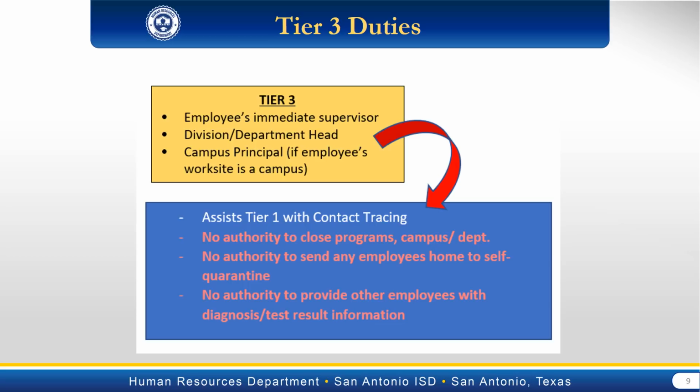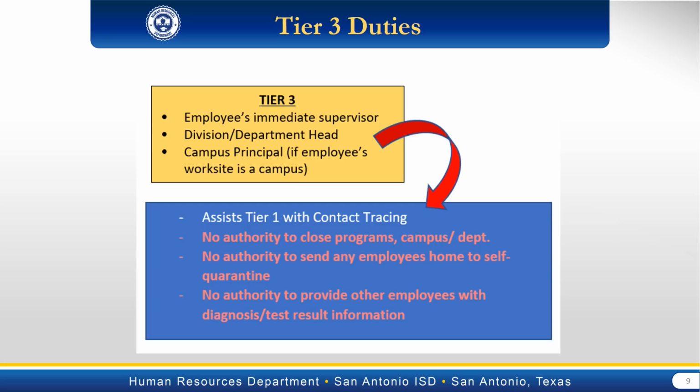Tier 3, individuals include, again, the immediate supervisor. If I am notified that someone on a campus has tested positive or is testing and symptomatic, I'm communicating directly with the immediate supervisor, or someone else from our office is doing that, or the appropriate department or division head, or campus principal if that's applicable.